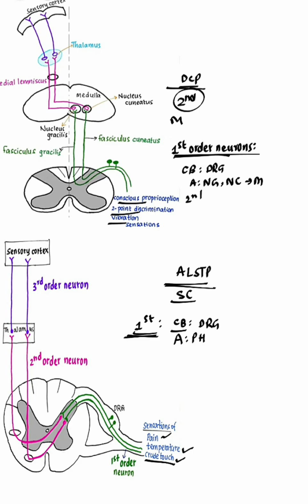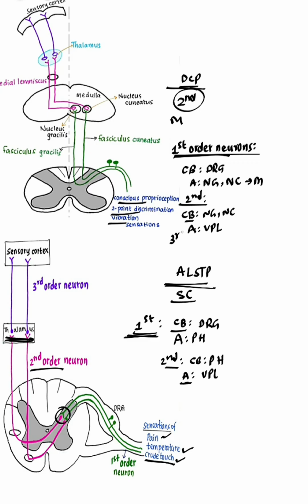Second order neurons in the dorsal column pathway: cell bodies are present within nucleus gracilis and nucleus cuneatus in the medulla, and axons terminate in the VPL nucleus of the thalamus. Second order neurons in the anterolateral pathway: cell bodies are present within the posterior horn, and axons terminate in the VPL nucleus of the thalamus.